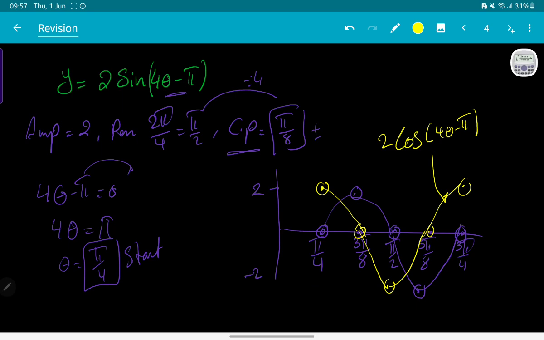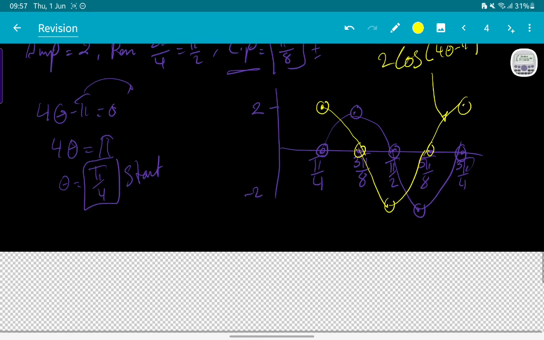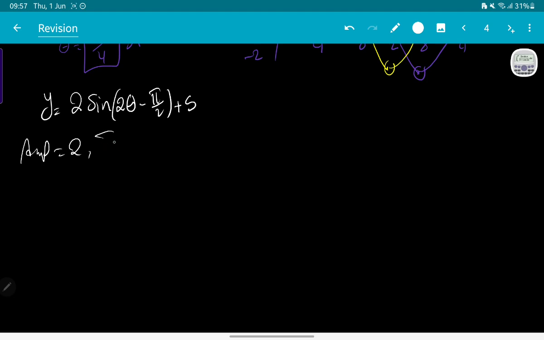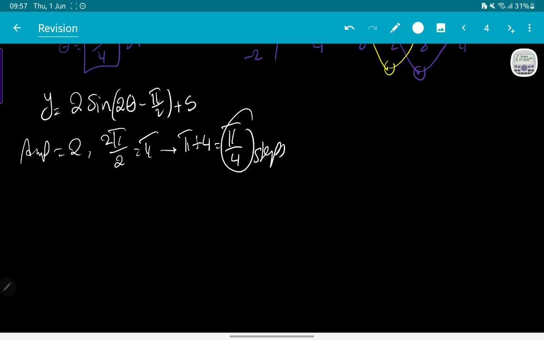For the same example, if we have a vertical shift, let's try this. Y equals 2 sine 2 theta minus pi over 2, and this is plus 5. We will do the same. The amplitude is 2, the period is 2 pi over 2, which is pi, then divide pi by 4, which is pi over 4. This is for the steps.